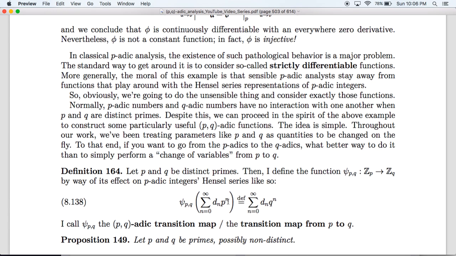Normally, p-adic numbers and q-adic numbers have no interaction with one another when p and q are distinct primes. Despite this, we can proceed in the spirit of the above example to construct some particularly useful p,q-adic functions. The idea is simple. Throughout our work, we've been treating parameters like p and q as quantities to be changed on the fly. To that end, if you want to go from the p-adics to the q-adics, what better way to do it than to simply perform a change of variables and replace p with q? So to that end, I define chi_{p,q} from Z_p to Z_q. We take the Hensel series and we replace the p with a q. I call this the p,q-adic transition map, or just the transition map.